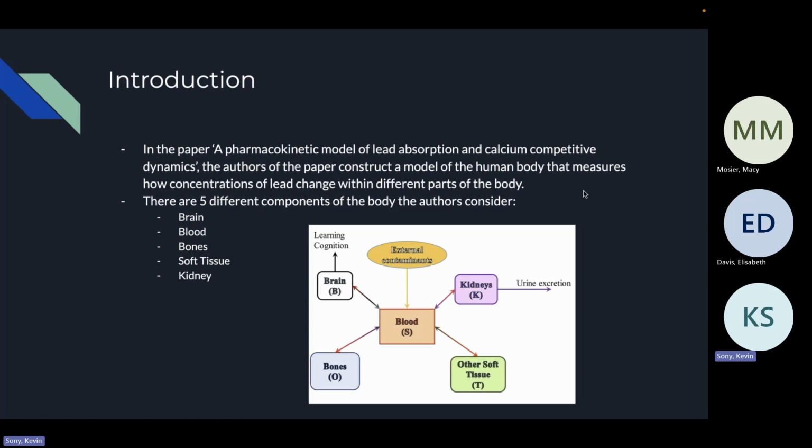The blood is what interfaces with the other components of the body. It is what transfers the lead and the calcium to the other components. It receives the lead and the calcium from the external environment, and it transmits it to the other parts of the body in a sort of osmosis fashion. And the kidneys is what gets rid of the calcium and lead within the body.